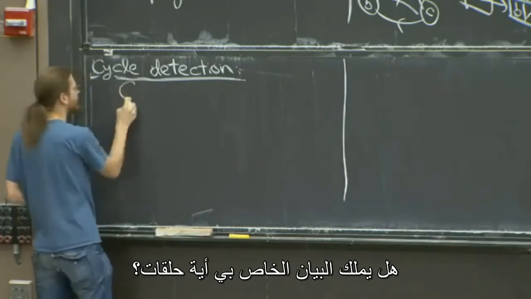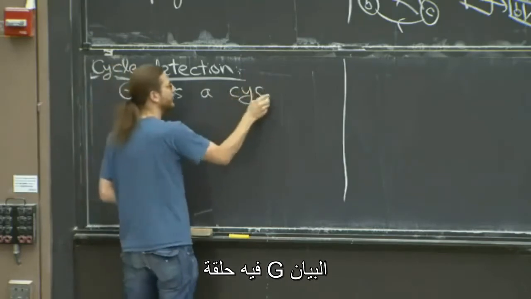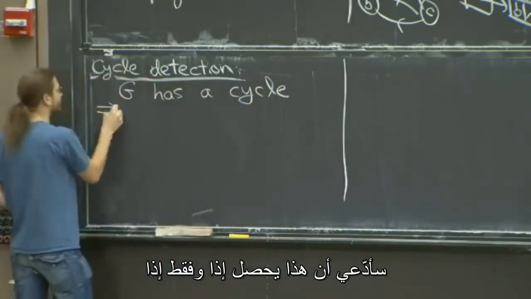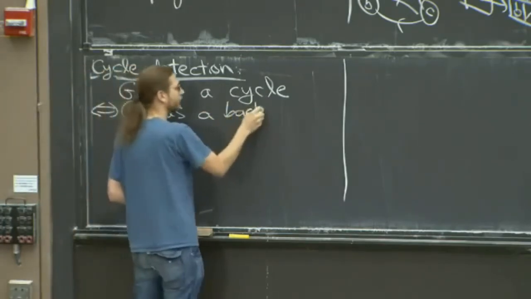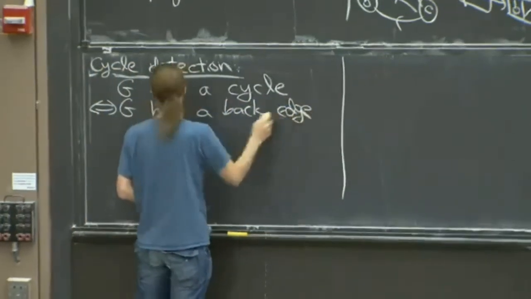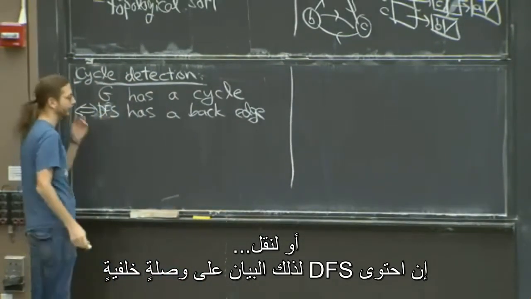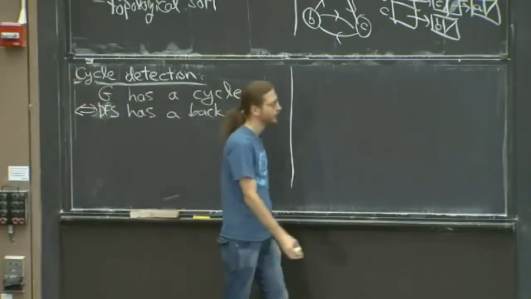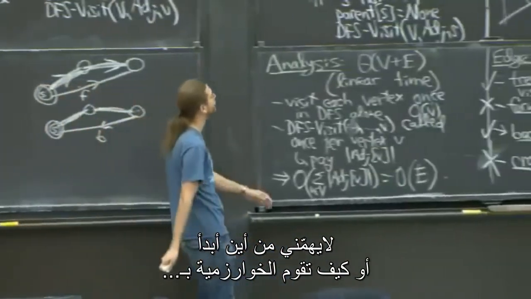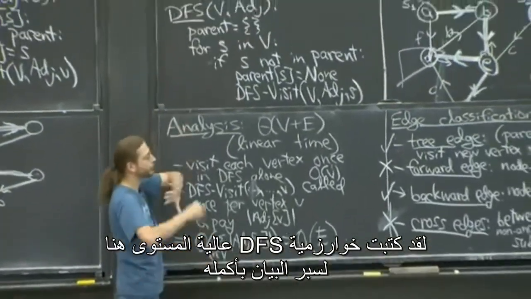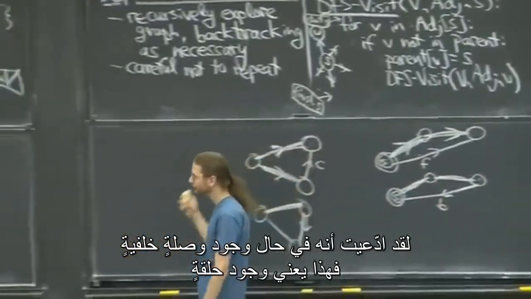So does my graph have any cycles? G has a cycle. I claim this happens if and only if G has a back edge. Or let's say a depth first search of that graph has a back edge. It doesn't matter where I start from or how I run this top level DFS algorithm, explore the whole graph, because I want to know in the whole graph, is there a cycle? I claim if there's a back edge, then there's a cycle.